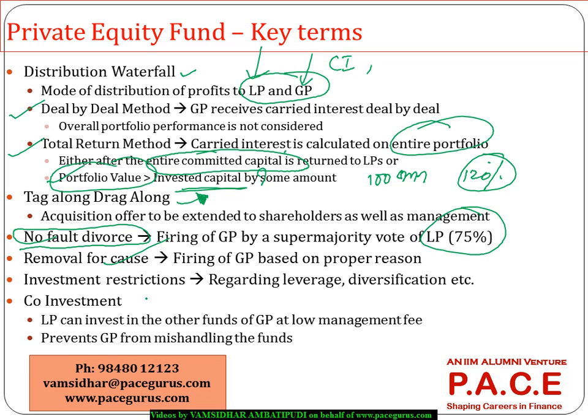There could also be a co-investment clause which says the LPs can very well invest in the other funds of the GPs with almost negligible management fees. This can prevent the GP from mishandling the funds, using the proceeds of the fund to invest multiple funds in the same portfolio company, or using one fund to invest in a portfolio company which went into a loss through another fund.